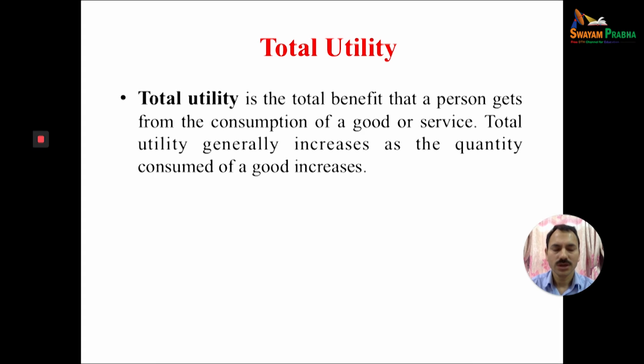For example, when you drink a glass of water, that will give you utility equal to, for example, 10. But when you drink the second glass of water, that will not give equal satisfaction. First will give more satisfaction, second will give less satisfaction, say 8. First 10, second 8, so it is equal to 10 plus 8, 18. When you take the third glass of water, maybe it will give you satisfaction of 5. Then 18 plus 5, 23.